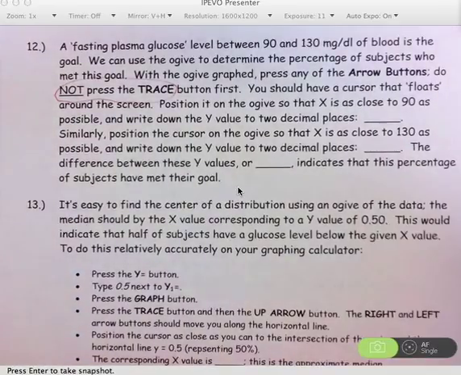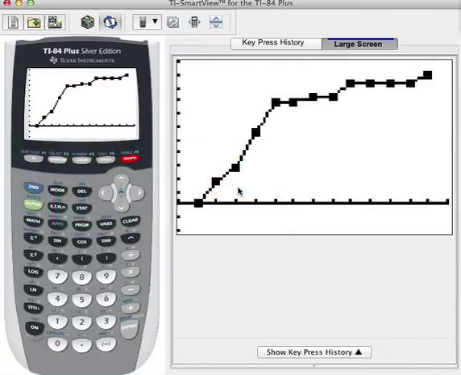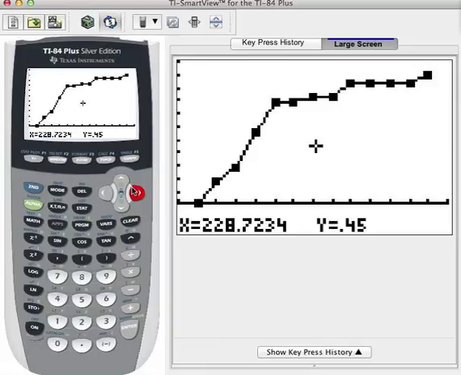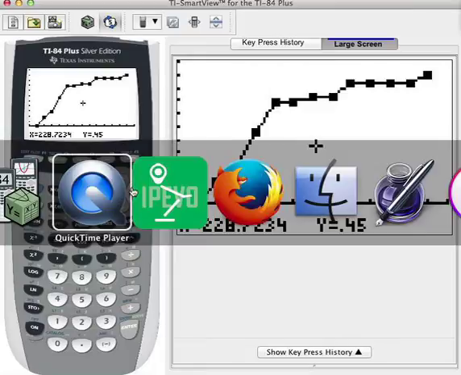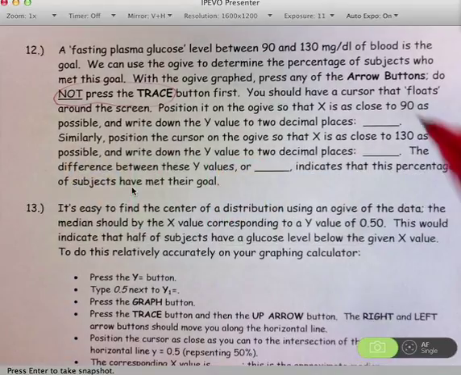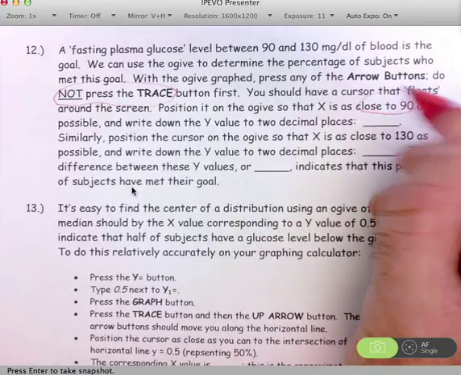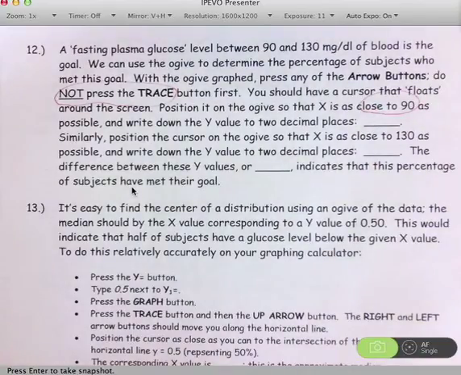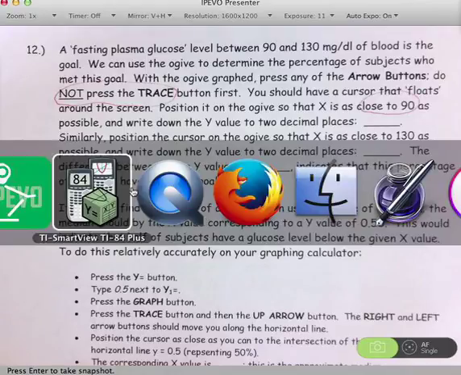So for instance, here is my Ogive. I'm not going to press the trace button first. Instead, what I'm going to do is start pressing the arrow buttons. And what this does is it gives you a cursor that's just floating in the middle of the screen. What you are interested in are glucose levels between 90 and 130. So I want to position this cursor as close to 90 as I can, and I want to find the percentage from the Ogive, the relative cumulative frequency at 90.